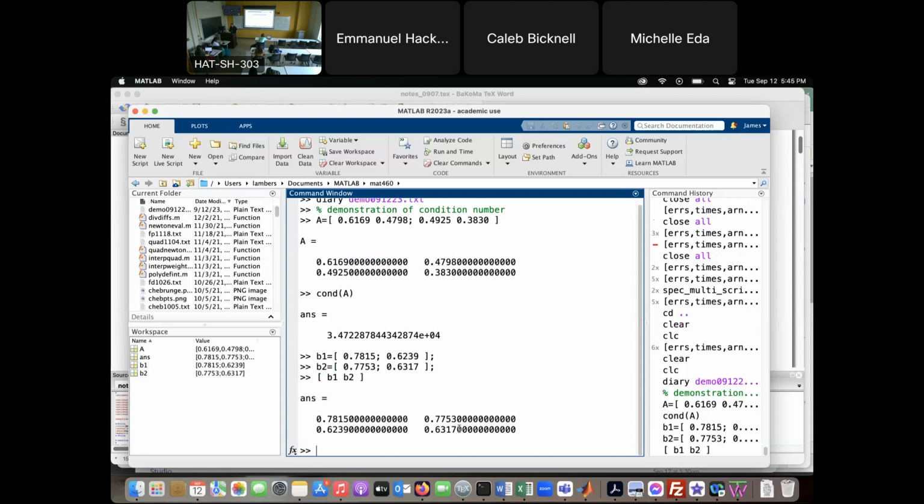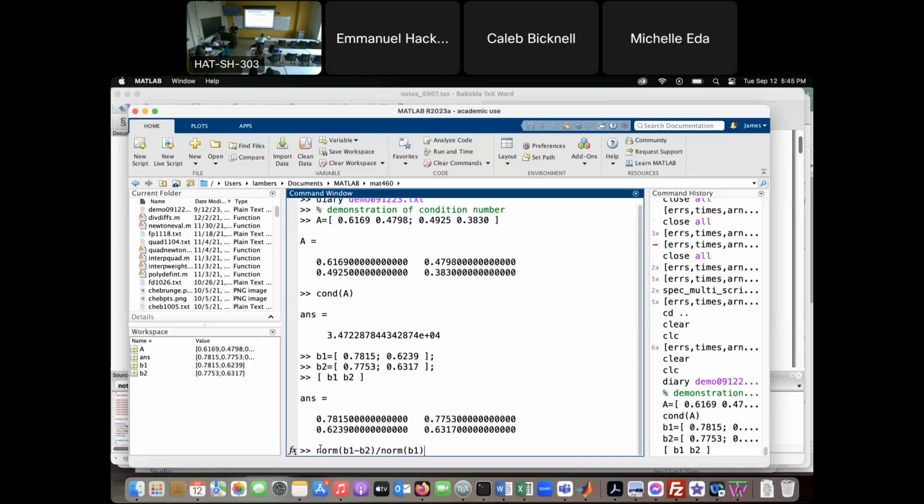So you would think that if I solve Ax1 equals b1 and Ax2 equals b2, so I solve Ax equals b with both of these right-hand sides, then my solution should not be very different. So let's find out. Well, actually, first of all, I'm going to check the relative difference between these two.